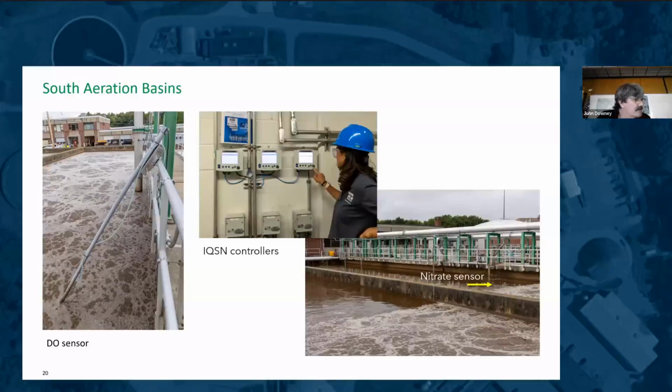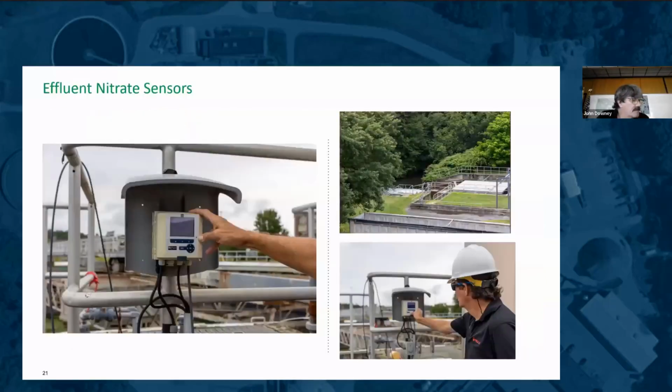On the right, Adrienne's standing at the controllers for these three basins. The controllers are where I start each day, and we'll talk about that in a minute. In addition to the aeration basin monitoring, the plants have 3 nitrate sensors downstream, one each at the effluent to the north and south secondaries, one at the effluent channel just ahead of the UV disinfection. This one here we're looking at is on the north side.